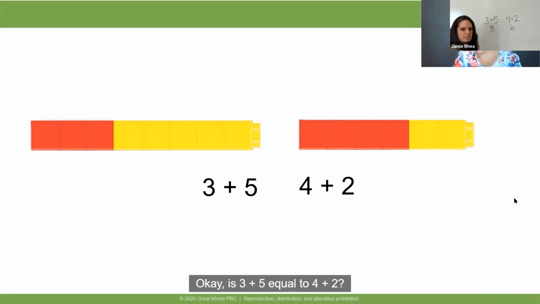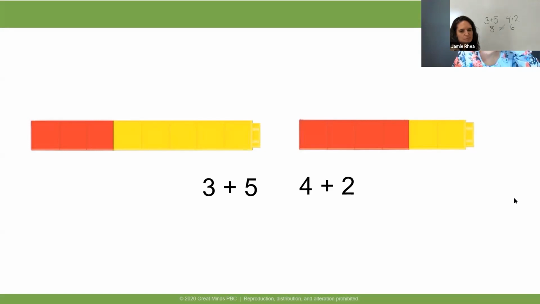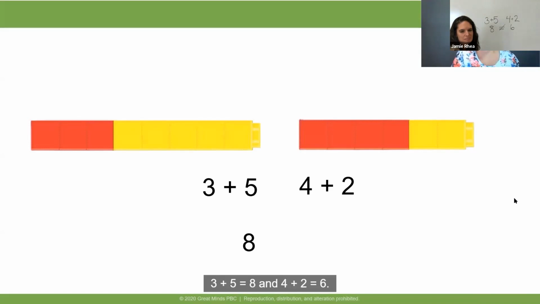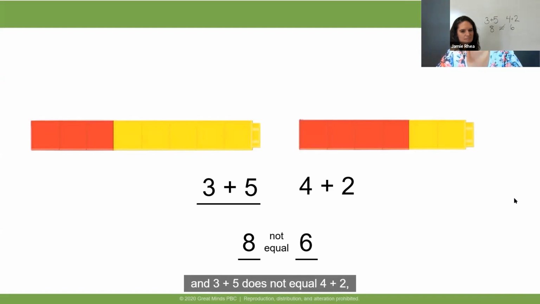No. Okay. Is 3 plus 5 equal to 4 plus 2? No. 3 plus 5 equals 8, and 4 plus 2 equals 6. So if 8 does not equal 6, then 3 plus 5 does not equal 4 plus 2. This is not a true number sentence.